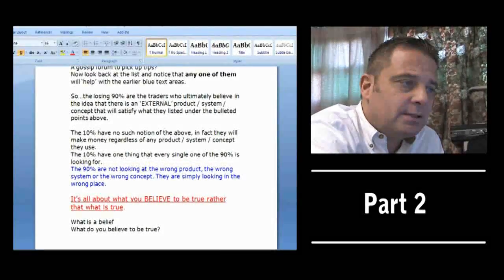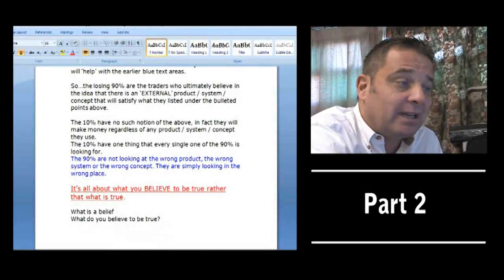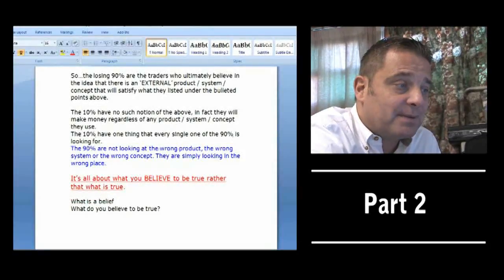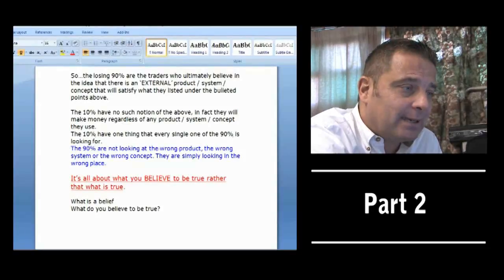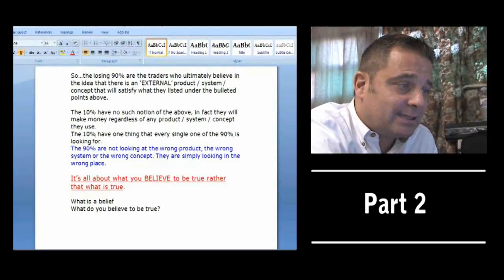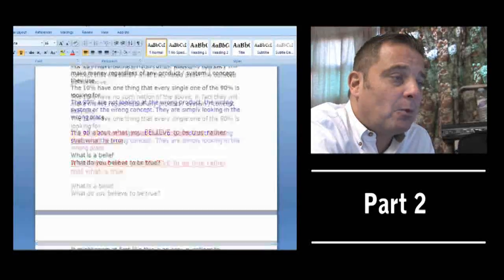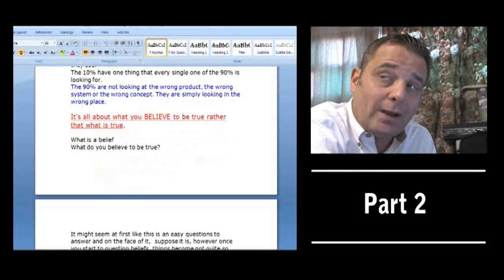The 10% have no such notion of the above. In fact, they will make money regardless. The 10% have one thing that every single one of the 90% is looking for. The 90% are not looking at the wrong product, the wrong system or the wrong concept. They are simply looking in the wrong place. It's all about what you believe to be true rather than what is true.